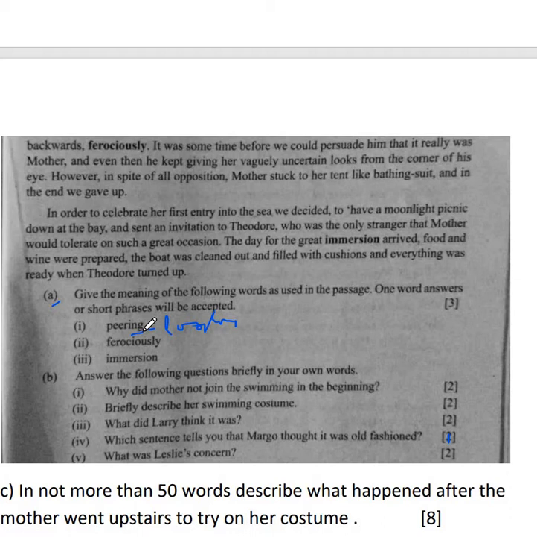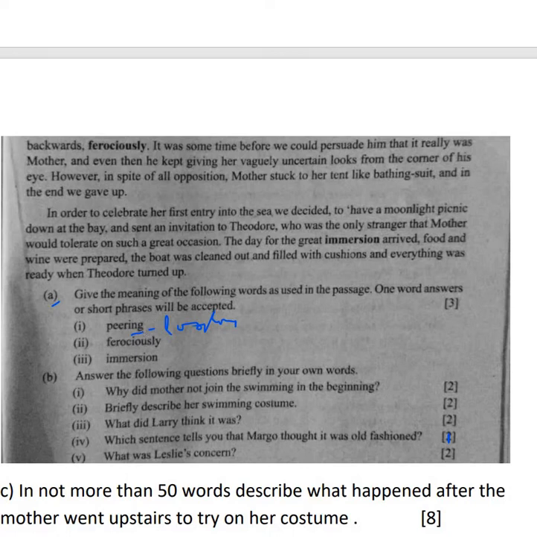Now ferociously, we can go for fiercely. Okay, fiercely. Now immersion, this one you can explain as dropping in water, getting drowned in water. So this way you can explain the meaning. So for immersion, you can write drowning in water or dropping in water.